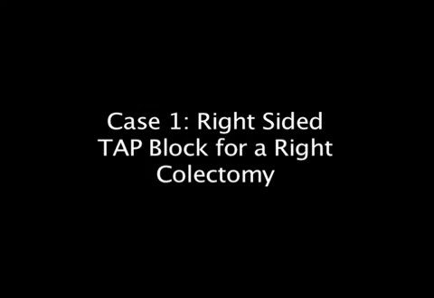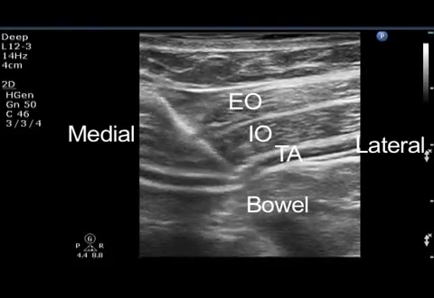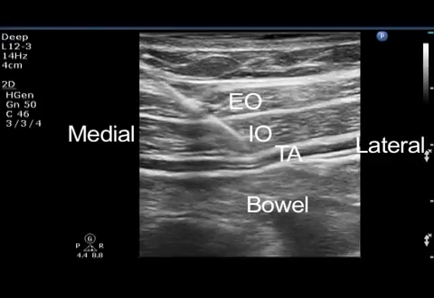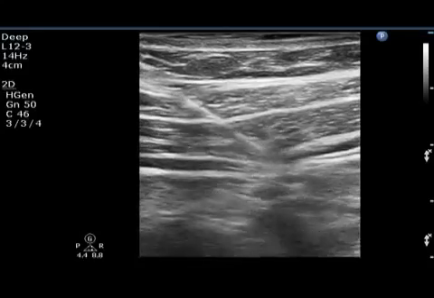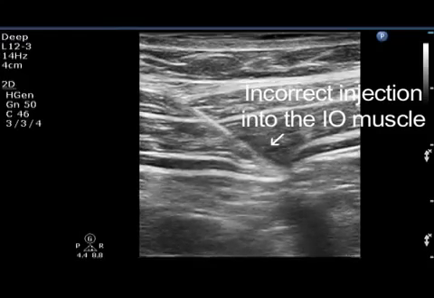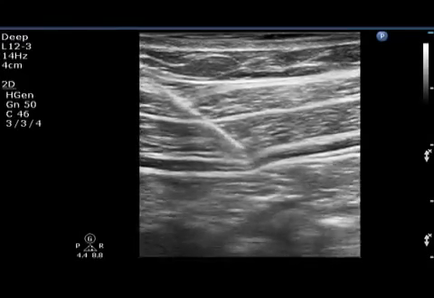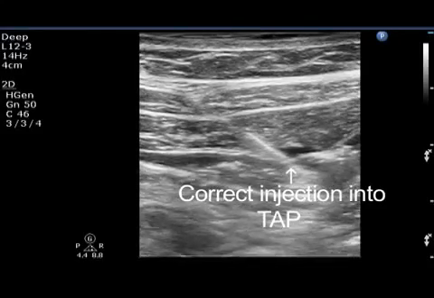Case 1. Right-sided TAP block for a right colectomy. Here we see the needle penetrating through the external oblique, internal oblique, and into the transversus abdominis plane. However, with an initial test injection of saline, it becomes evident that the needle is actually within the internal oblique muscle, as indicated here. The needle is then slightly advanced and enters the TAP plane. A repeat test dose with saline confirms the correct location.